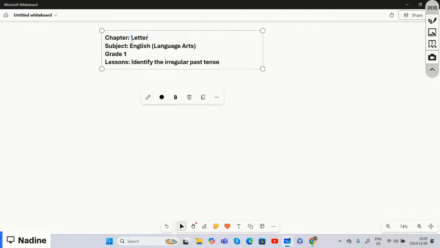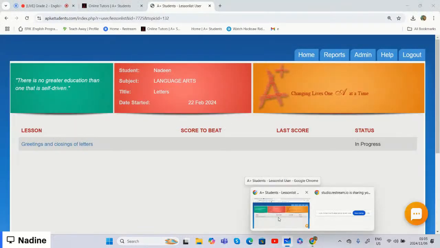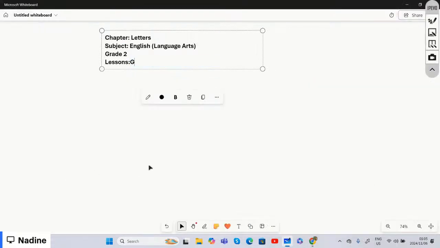So we said our chapter is letters. Our subject is English language arts. We're doing grade 2. And the lessons that we are going to be focusing on under the chapter of letters are greeting and closing letters.